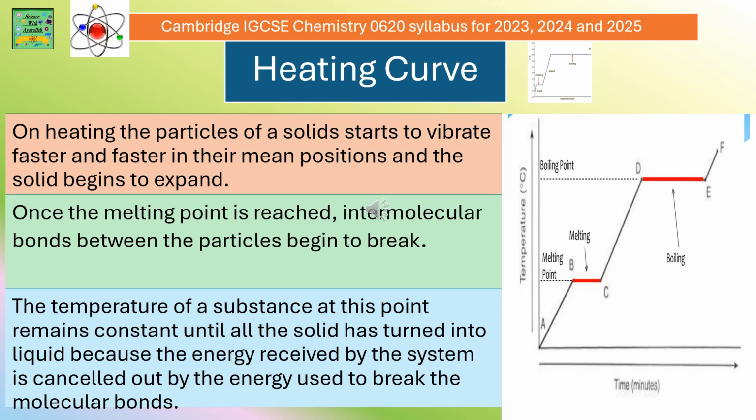Heating curve. On heating, the particles of a solid start to vibrate faster and faster in their mean positions, and the solid begins to expand. Once the melting point is reached, intermolecular bonds between the particles begin to break. The temperature of the substance at this point remains constant until all the solid has turned into liquid, because the energy received by the system is cancelled out by the energy used to break the molecular bonds.